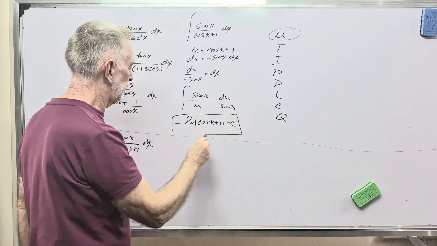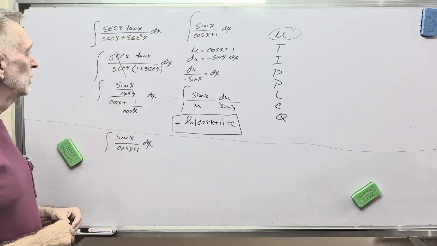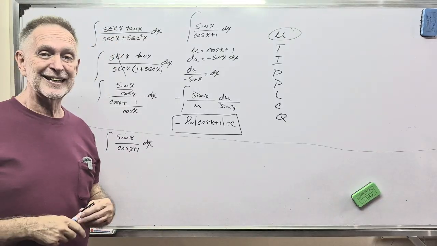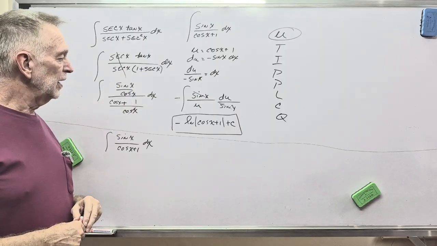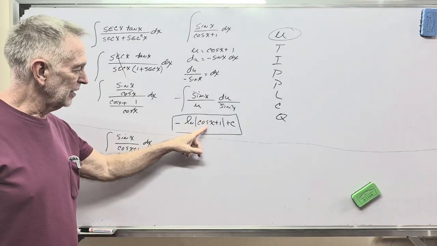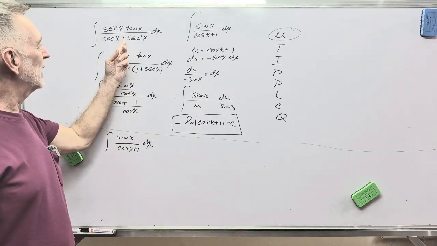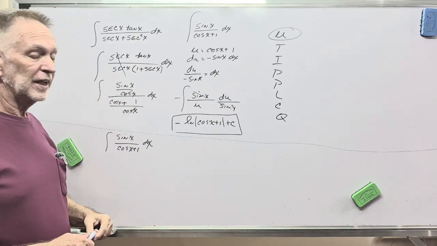And that, my friend, is the integral of secant x tangent x over secant x plus secant squared x, integrated with respect to x. In the next video, we'll take the derivative of that and see if we can get back to this. So let's see how that goes.